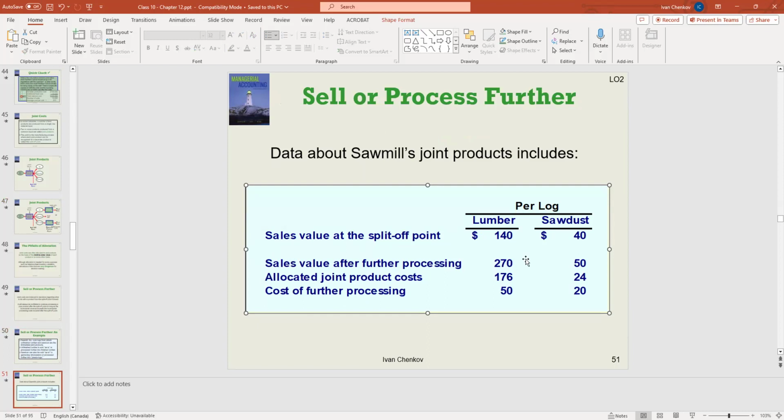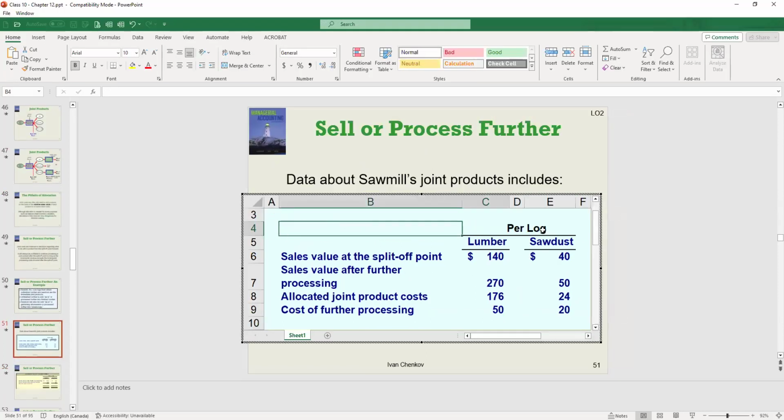If I process it further, I can sell the lumber for $270 or sawdust for $50. Allocated joint product costs are $176 and $24. But cost to process further for the lumber is $50 and for the sawdust is $20. Which of those should I process further? And which of those should I sell as it is? That will be the question here.